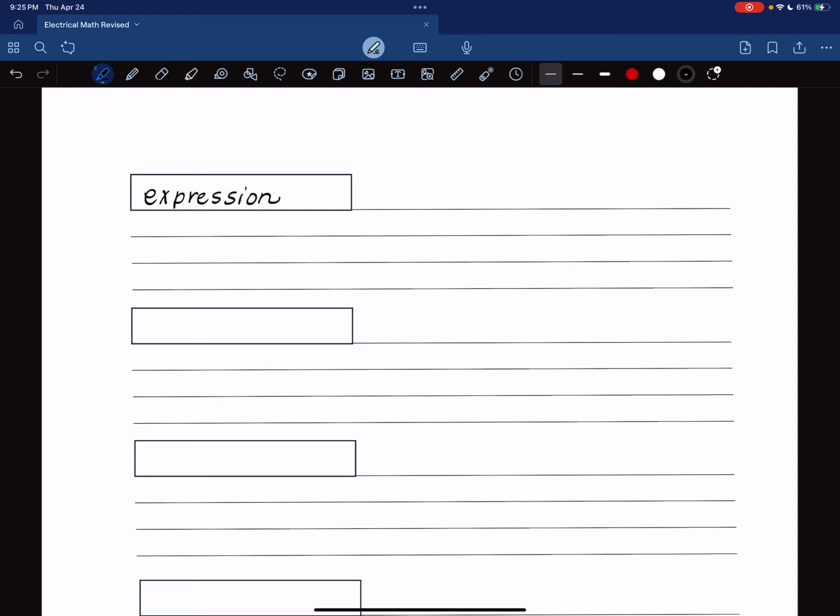Expression is a group of variable and constant terms with no equal sign. And let's get some examples down here.